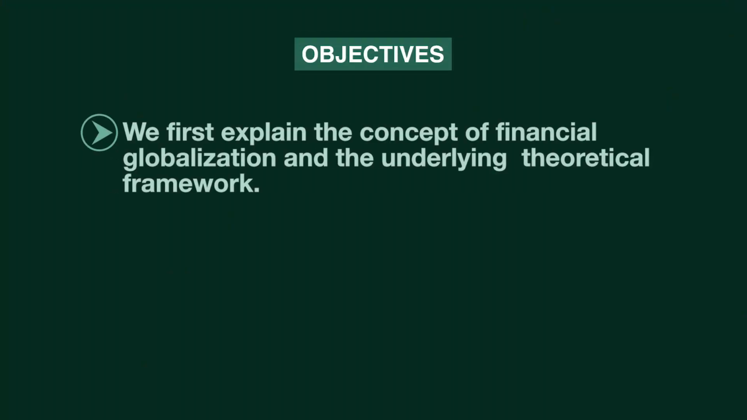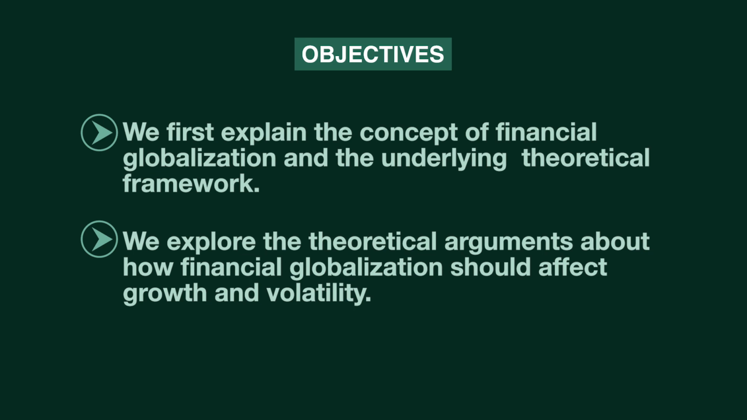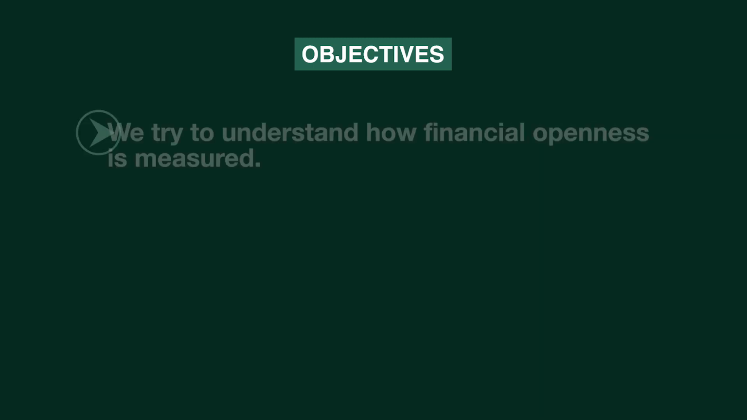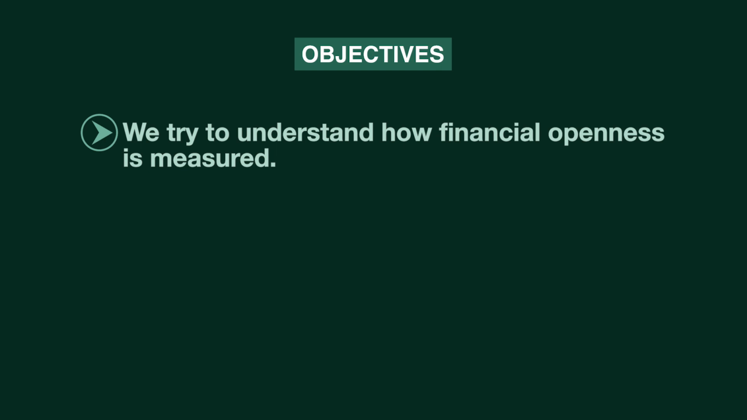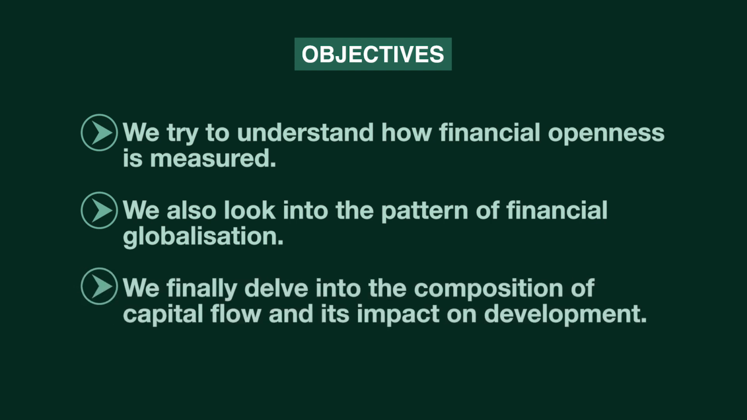Now, the basic objectives of this module are, we would like to explain first the concept of financial globalization and the underlying theoretical framework. We explore the theoretical arguments about how financial globalization would affect economic growth and volatility. We try to understand how financial openness is measured, and we also try to look at the pattern of financial globalization and finally delve at the composition of financial capital flow and its impact on economic development.